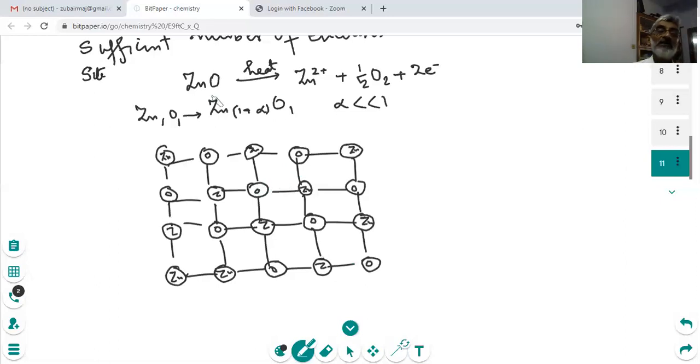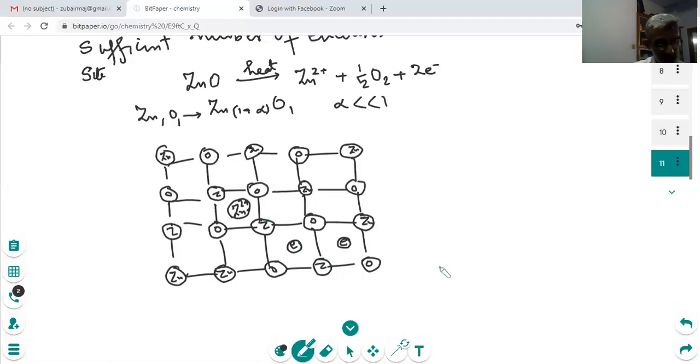Now during the heating process, a couple of Zn ions will get separated and they will go into the interstitial space. So one Zn2 plus has come here into the center. So one of them has moved, and 2 electrons will occupy some other place. So this is the overall ZnO picture.